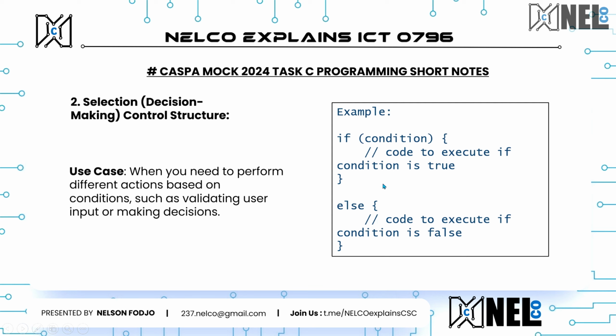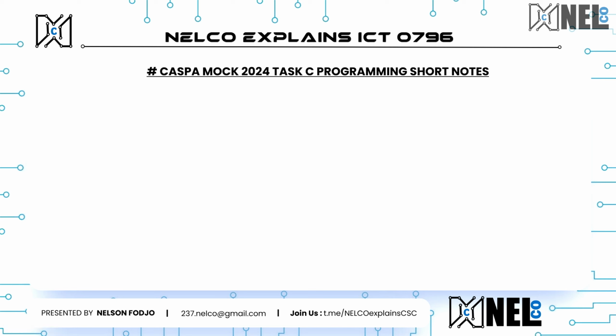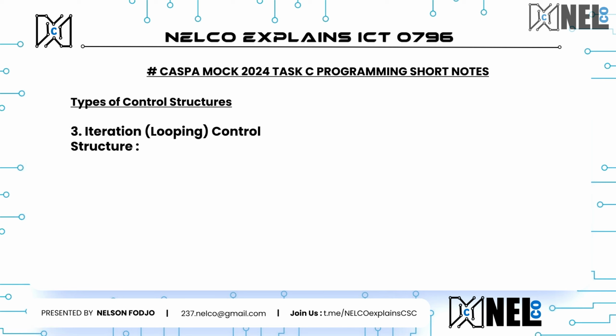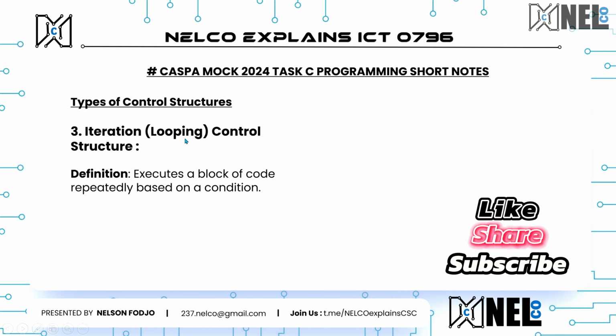This is a typical example of a selection control structure in any programming algorithm you're going to have. Next control structure we're going to look at is the iteration or looping control structure, which executes a block of code repeatedly based on a condition. So the keyword here is repeatedly executes a block of code. Okay, let's look at the types.